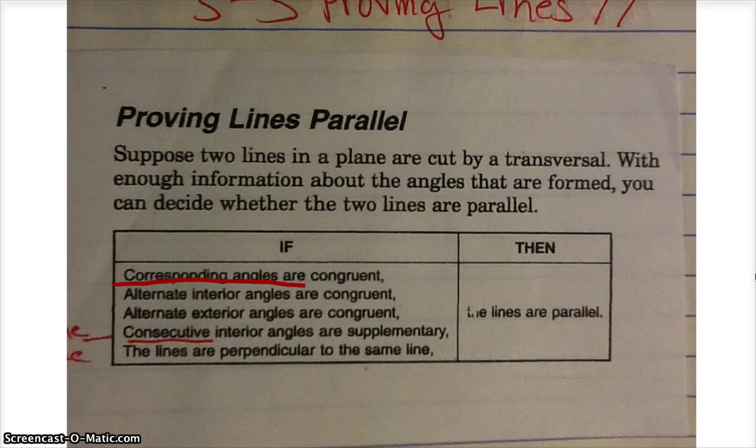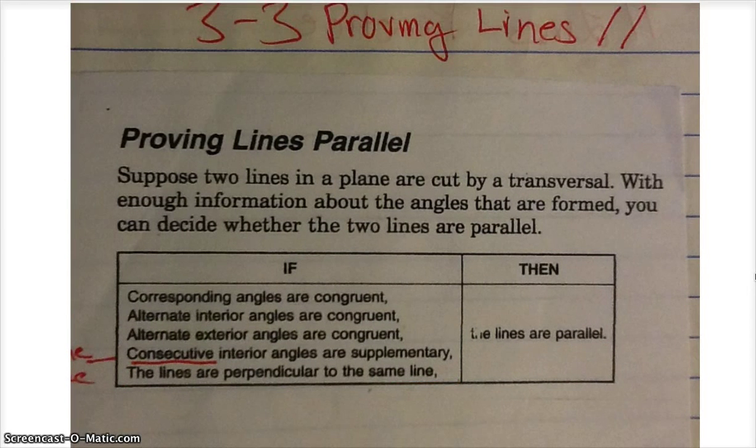If the corresponding angles are congruent, then the lines are parallel. If the alternate interior angles are congruent, then the lines are parallel. If the alternate exterior angles are congruent, then the lines are parallel. If the consecutive interior angles, consecutive is the same thing as same side interior, are supplementary, then the lines are parallel. If the lines are perpendicular to the same line, then the lines are parallel.